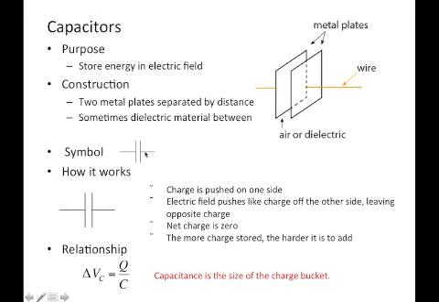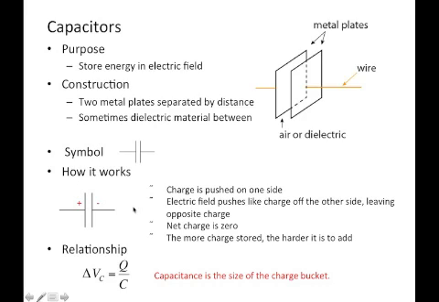The symbol is two parallel lines like this. And this is basically how it works. We push charge onto one side. So we move some charge with some kind of power supply, put charge on that side. Well, that charge sets up an electric field. And on this other side of the capacitor, it's neutral, you have positives and negatives. Well, the positive charge repels the positive and attracts the negative. So we repel positive away, and we keep a negative charge here. So at the end of the day, the net charge on this capacitor is essentially zero.